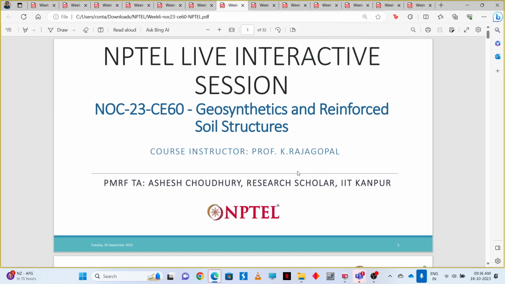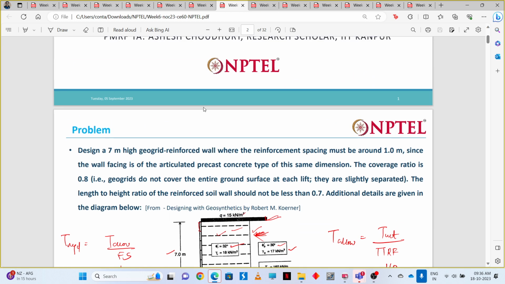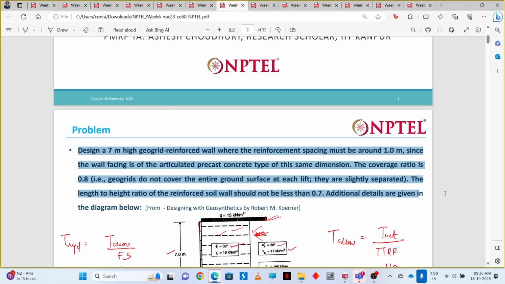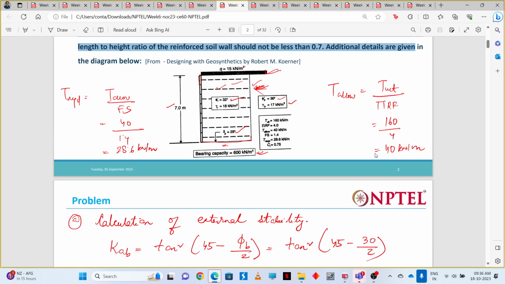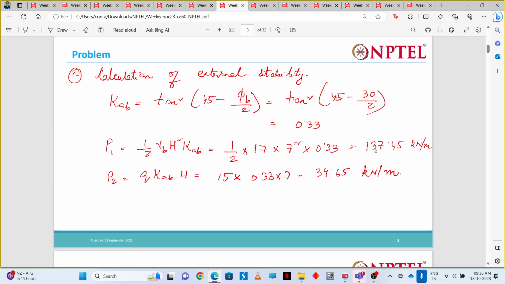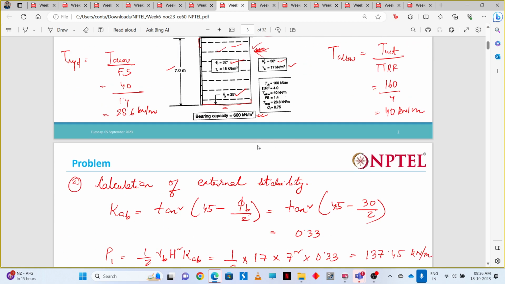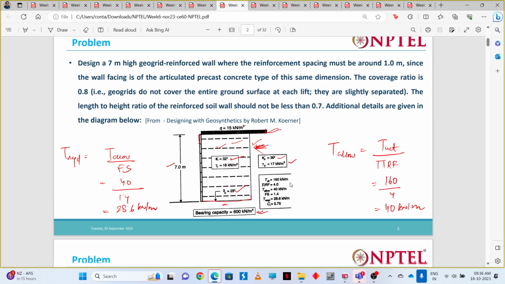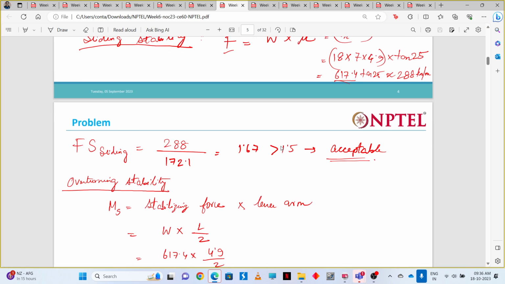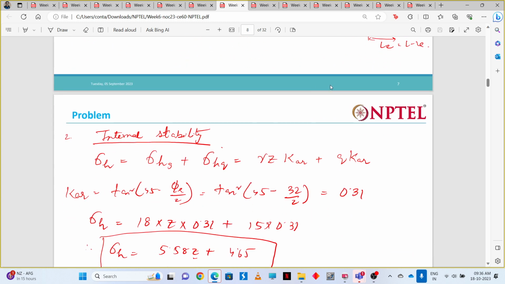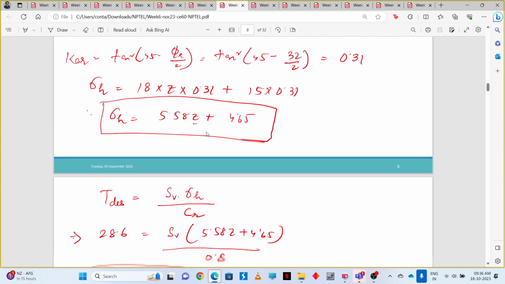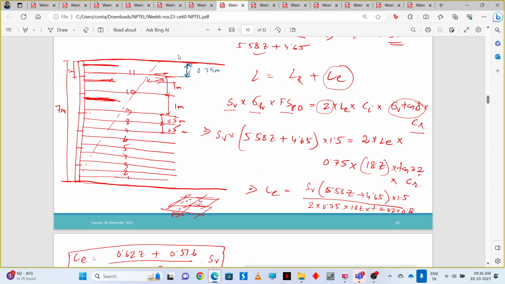Then in the sixth week we solved some problems, first with geogrid reinforcement. In the previous week we solved with geotextile reinforcement, then we solved with geogrid reinforcement. Geogrid reinforcement is the same concept only, with the external check calculation. Here they have already designed it for you, you just need to check for the stabilities. So we checked for all the stabilities, and then we checked for the internal stability. Same as the previous thing.